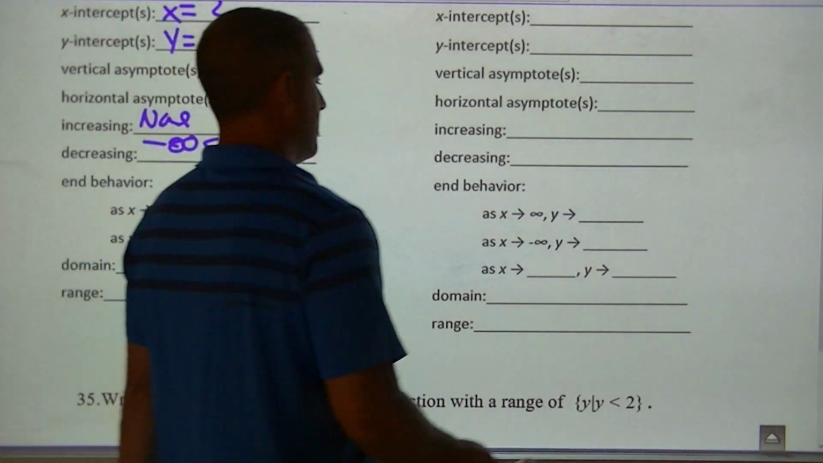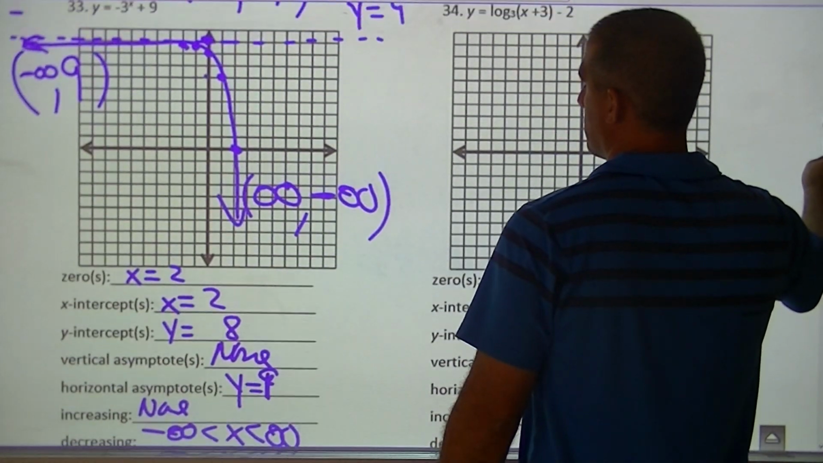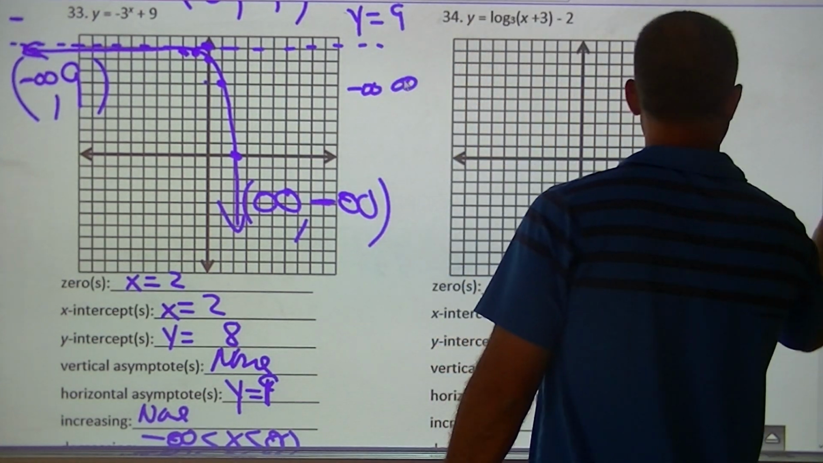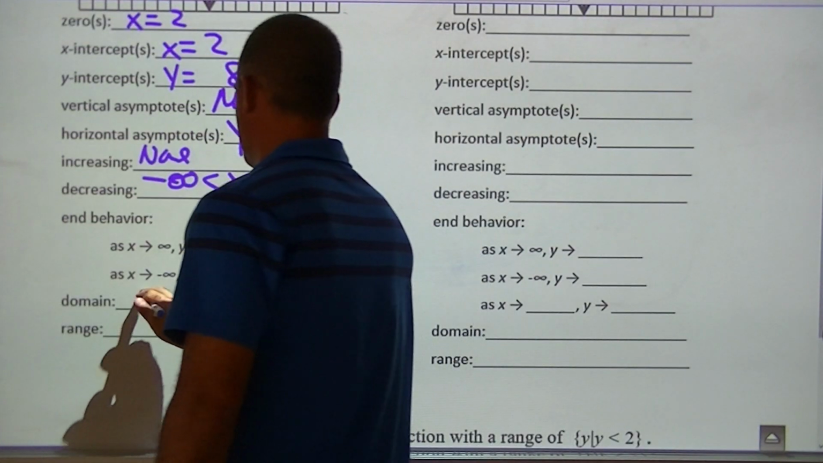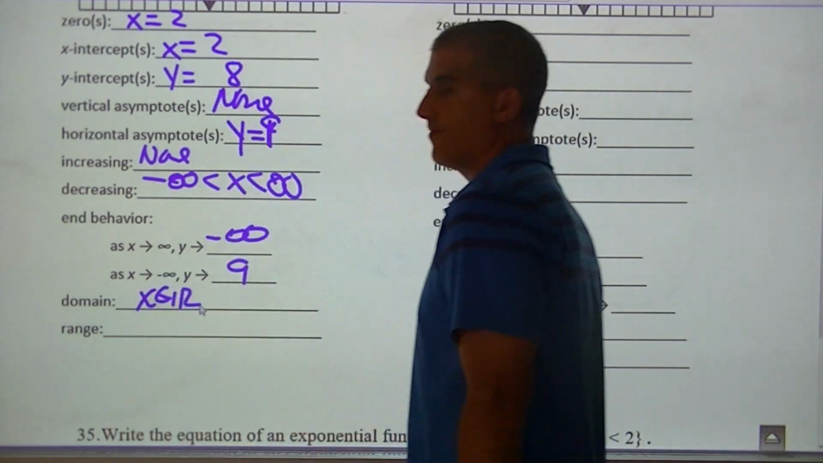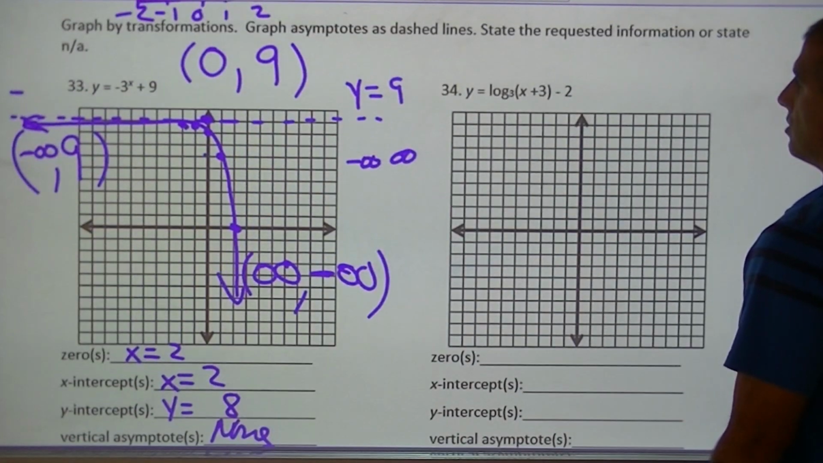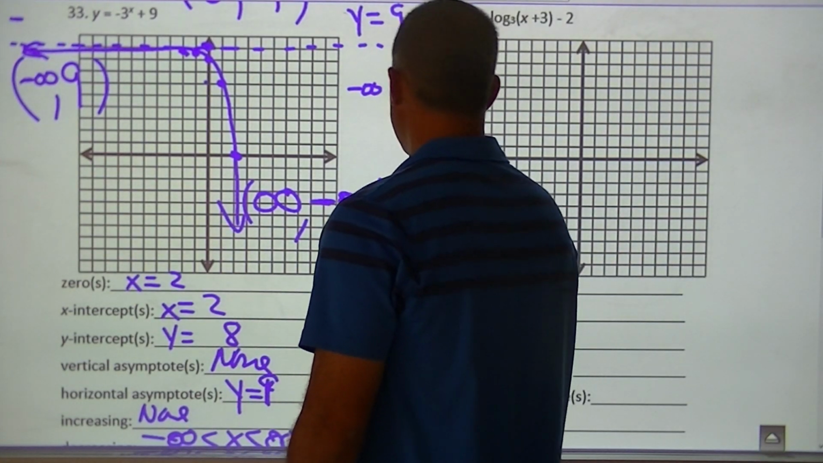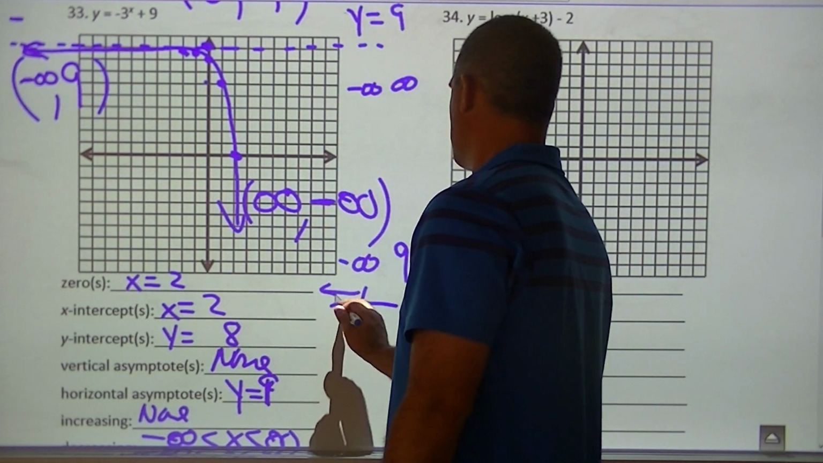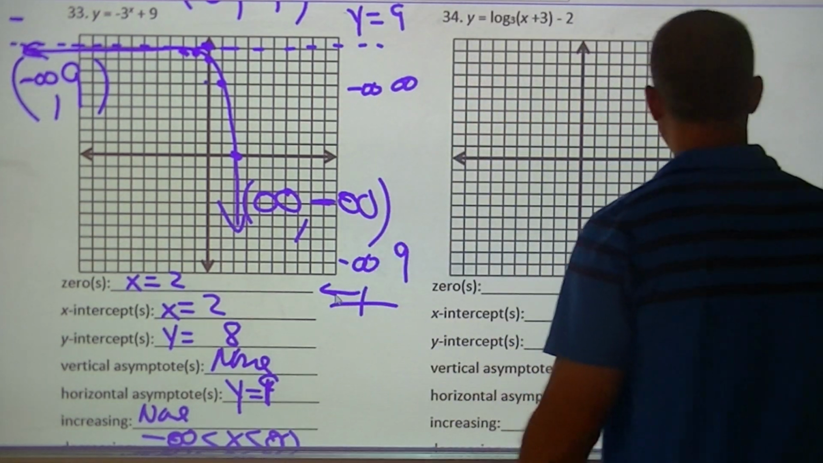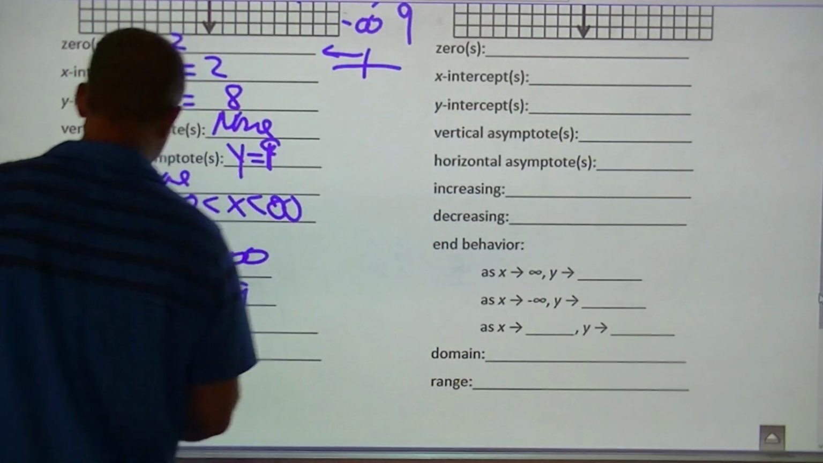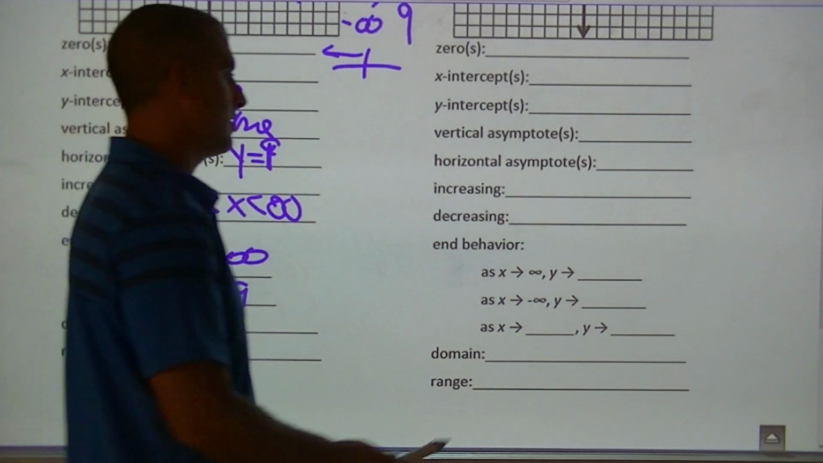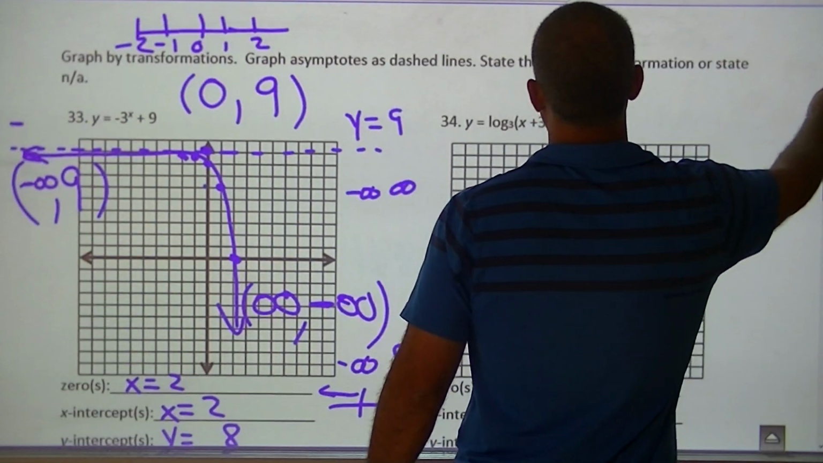The domain, the smallest x value, is negative infinity. Biggest is positive. Okay, so my domain would be all real numbers, x ∈ R. Okay, for the range, the smallest y value I have is negative infinity. Biggest is 9. So that's a scenario like this where it goes this way. All right, so now, since this is an asymptote, this is going to be y is less than 9 because it's in a dashed line. Okay? Let's go to this one.